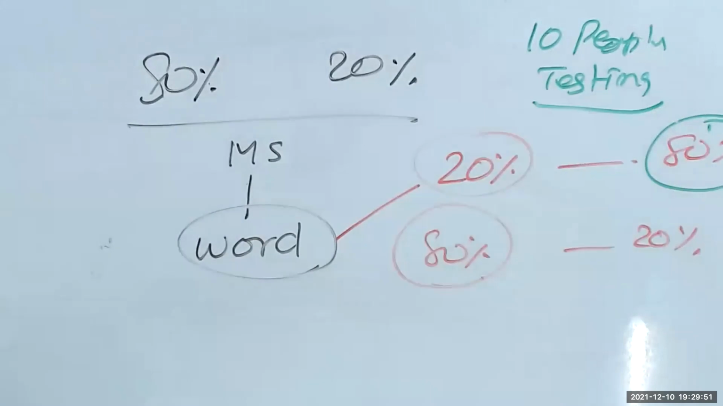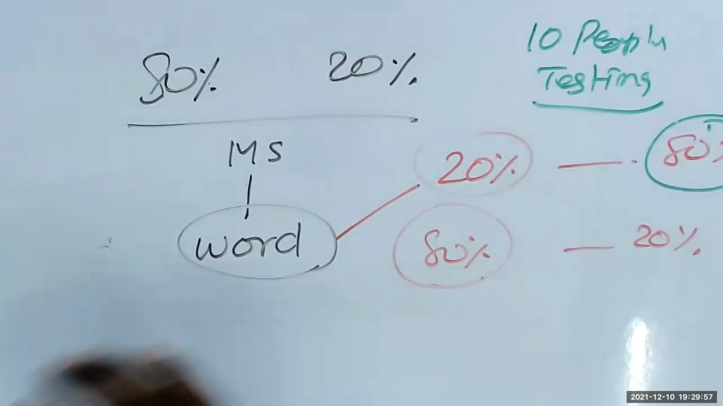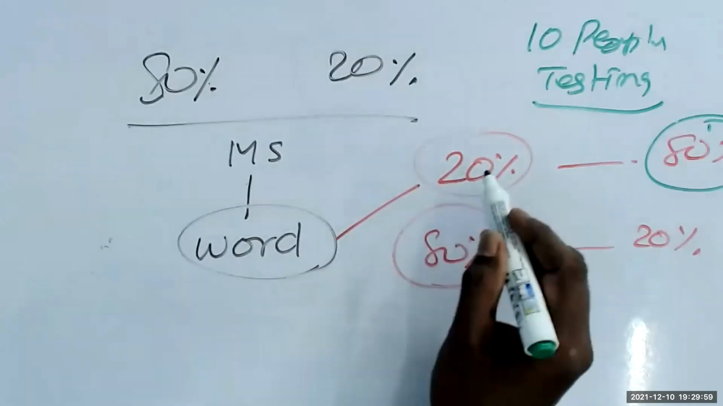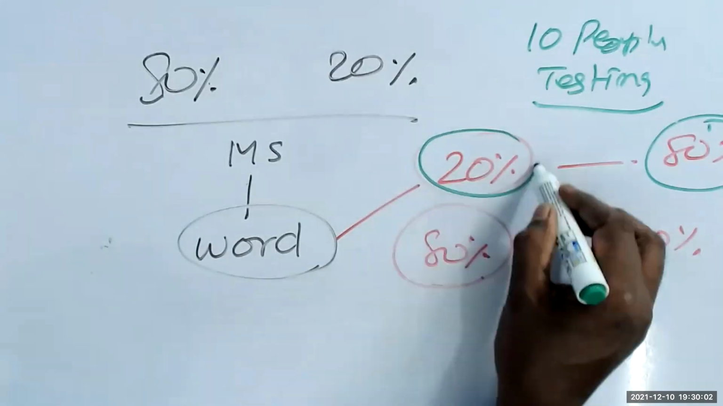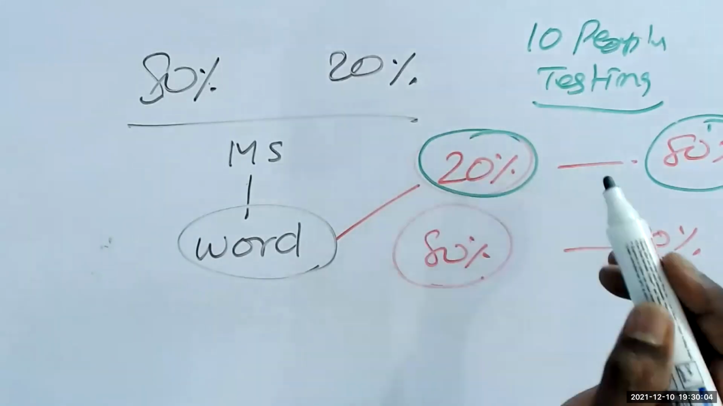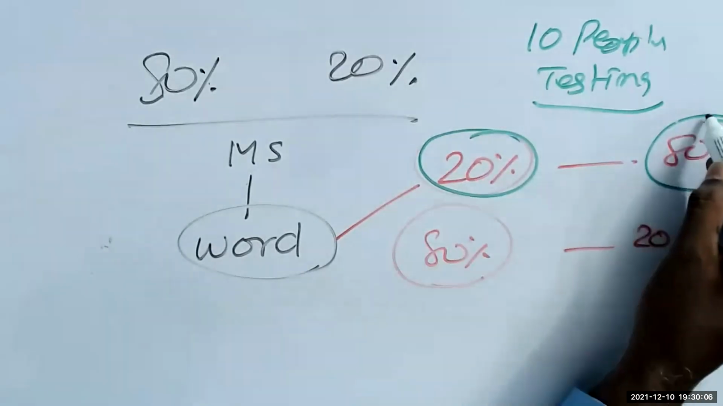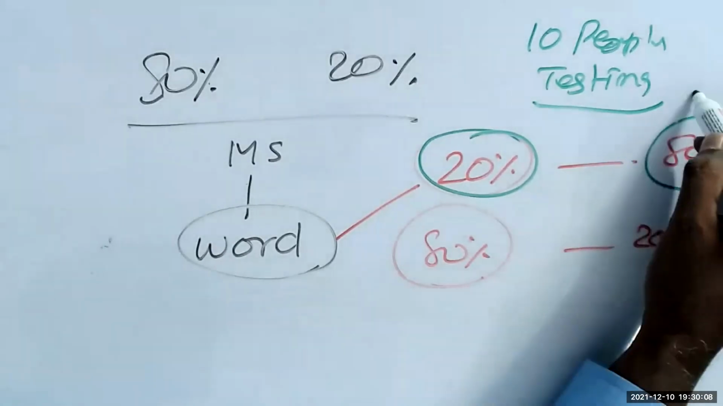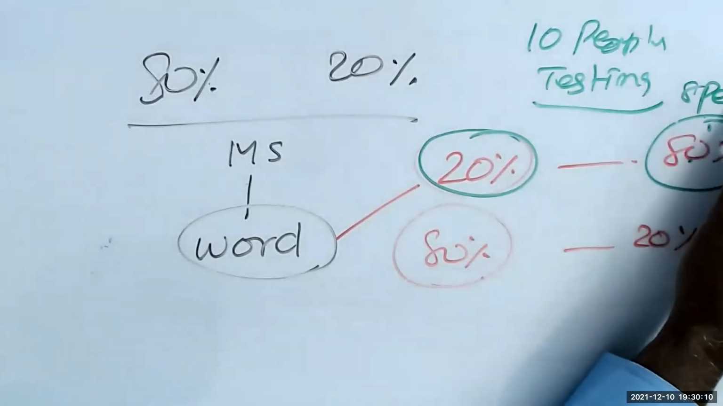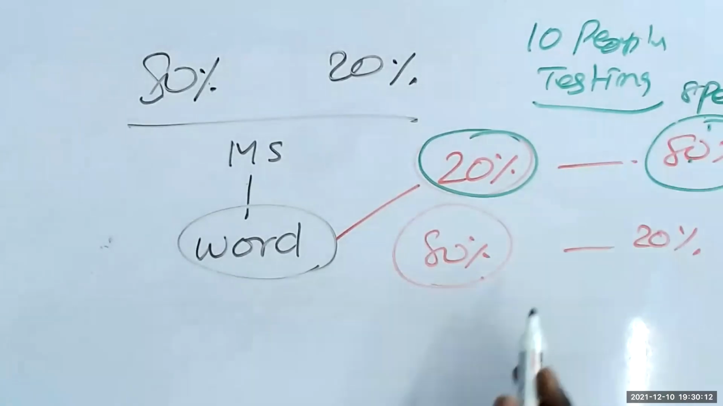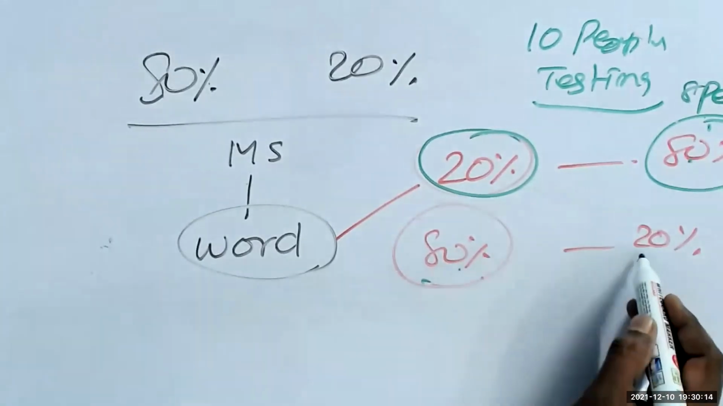Because Microsoft wants to release a software to market. Am I right? Before they release a software, they want to test the software. Now what they will do, the 20% of software which they know is used by the user, 80%, 8 people will test. But for the remaining 80%, only 2 people will test.